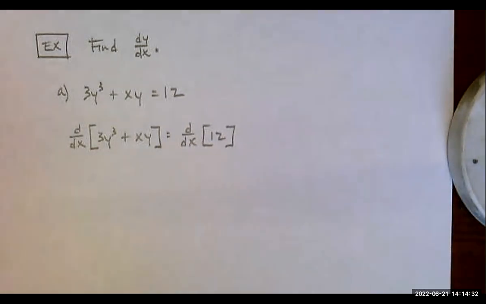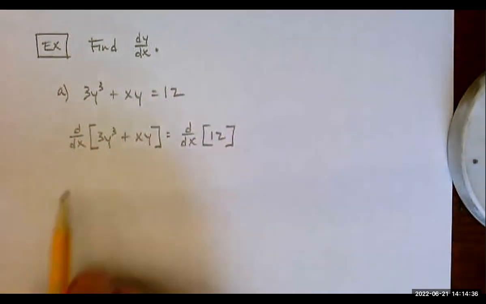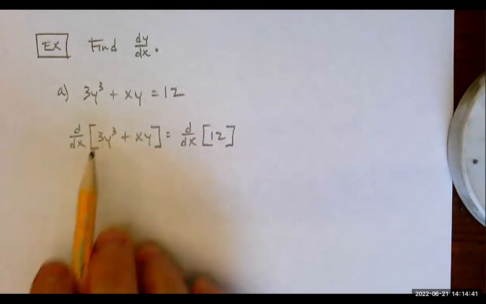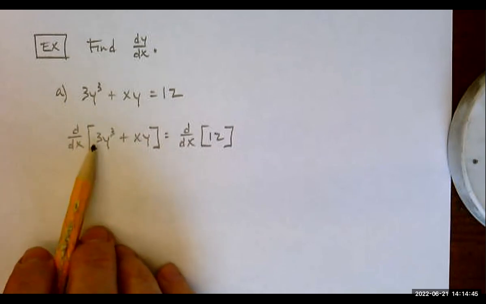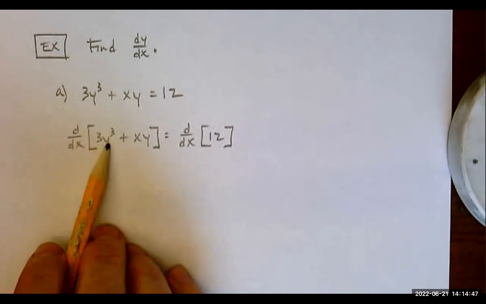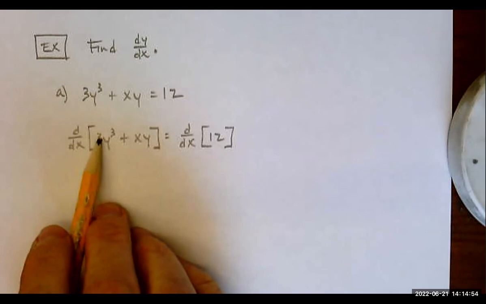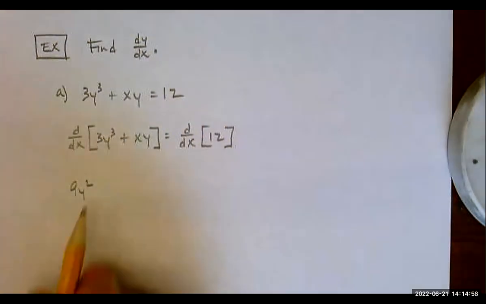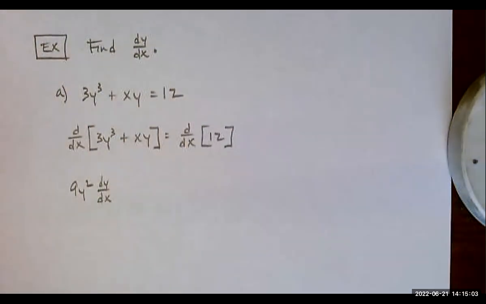Okay, now I'm going to think, looking at each term, this first one has a y, so I know I'm going to take the derivative as normal, but then, because there's a chain rule, I'm going to multiply the whole thing by dy over dx. Okay, I can do that. Let's go for it. 3y cubed, so that's going to be 9y squared, but then the derivative of the y, dy over dx. Okay, very nice.